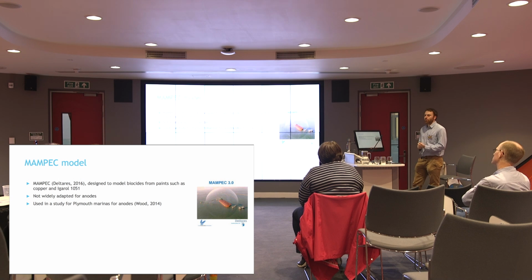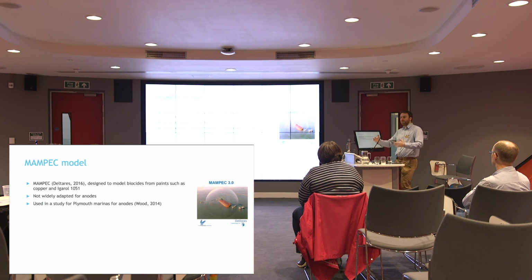The MAMPEC model is a model that's been designed by a big marine consulting company in Holland called Deltares, and they've designed this model to model biocides and metal contamination coming from paints, such as copper and Irgarol 1051. This model hasn't actually been widely adapted so far for anodes, but in this study we've adapted the model, put in a simple box model to calculate the amount of zinc coming from anodes in the estuarine environment.